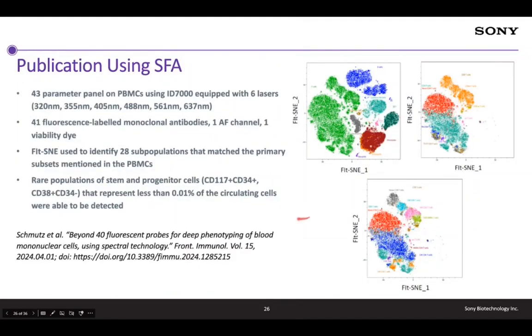We have a publication here that used the SFA platform. So this was a 43 parameter panel on PBMCs. This was a 6 laser ID7000. And there were 41 antibodies used in this panel, along with 1 autofluorescence channel and 1 viability dye. And FIt-SNE was used to identify 28 subpopulations that matched the primary subsets that were found through bivariate gating. And we were able to identify using FIt-SNE some really, really rare populations, like this population of HSCs and this progenitor population that were less than 0.01% of the PBMC population.